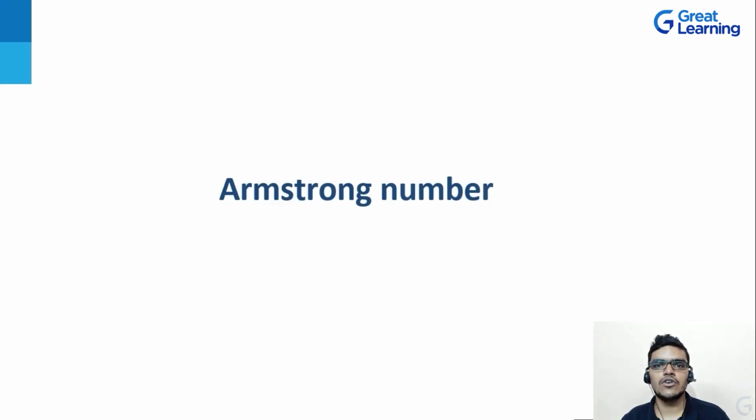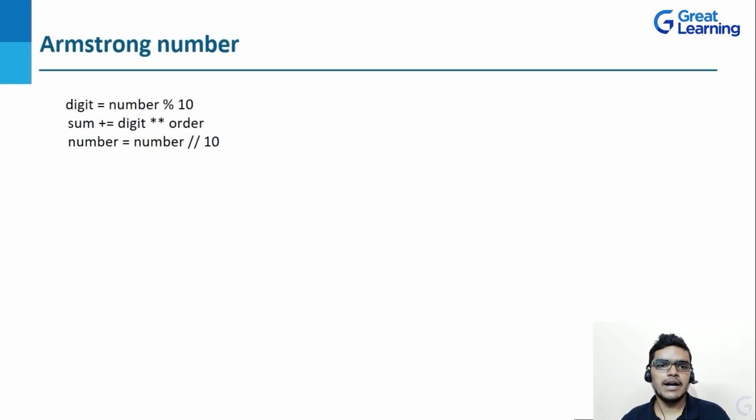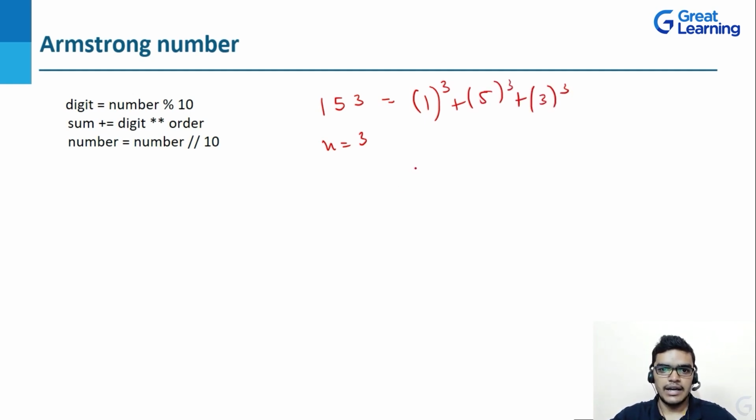Now let's see what is an Armstrong number. Before coming to the logic part, let us understand what exactly an Armstrong number is. I will give you an example first. Let's suppose 153 is a number. In 153 we have how many digits? 1, 2, 3. So I write 1 to the power 3, 5 to the power 3, and 3 to the power 3. 1 to the power 3 is 1, 5 to the power 3 is 125, 3 to the power 3 is 27, and if you add them, it comes to 153. If it comes to the same 153, then this is an Armstrong number.